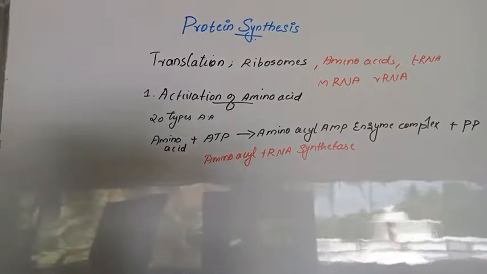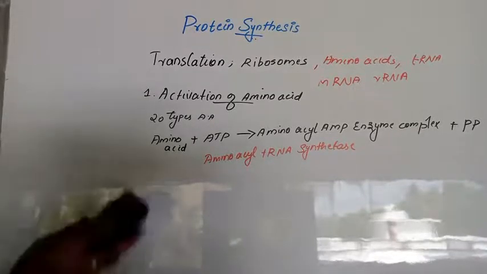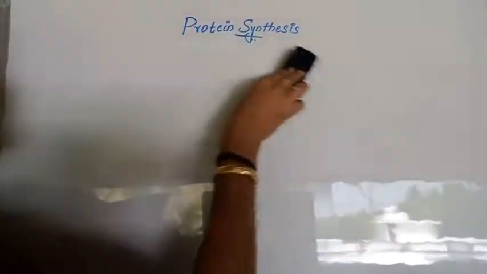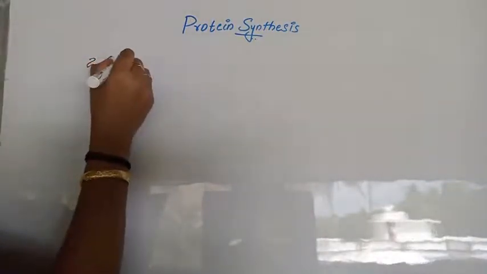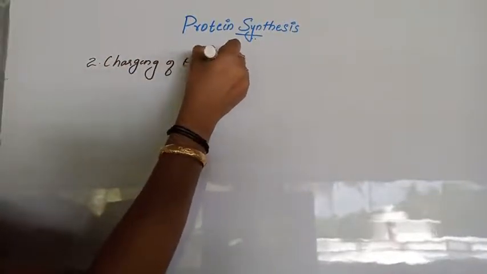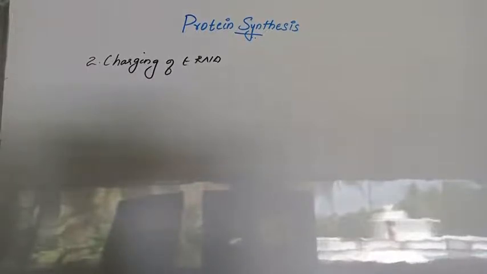Then come to the next step, that is the charging of tRNA. It is the second step. The specific activated amino acid, that is the charged amino acid, is recognized by its specific tRNA. So a specific activated amino acid is there for a specific tRNA, which recognizes it.